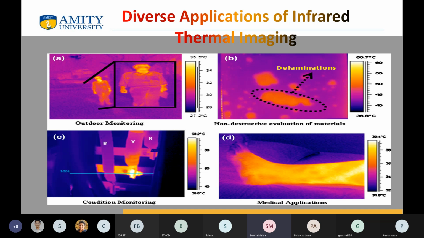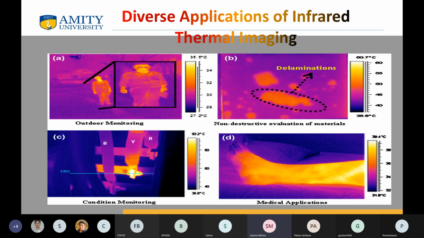I have circled it also, so you can see that there is this delamination. Delamination is basically a failure of material when the material is fracturing into different layers. A lot of materials are made from laminate composites, and then they can fail. If this delamination is detected, you can replace that material, and you can use this kind of thing in factory setups also. So this kind of application is being used in manufacturing units.